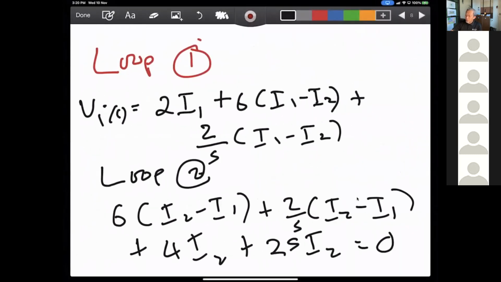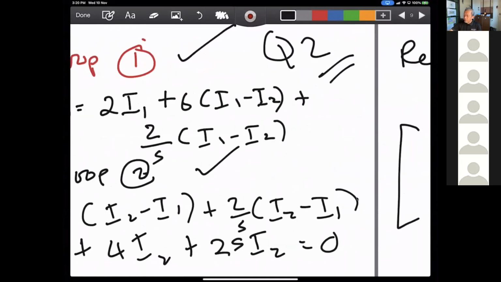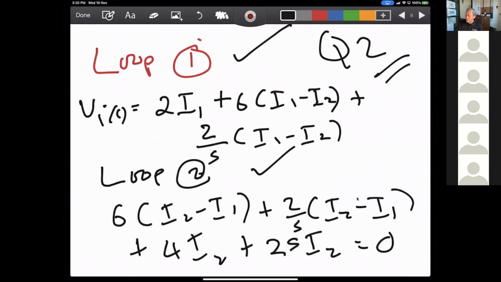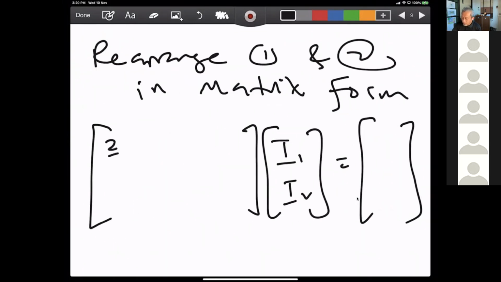Okay. Loop 1, loop 2, right? This one is the system. Sorry, Prof. I didn't get to write the number. So for the matrix: 2I1, 2 plus 6 plus 2 over S. And then 2 over S plus 8, yeah, plus 6, right? Subtract.